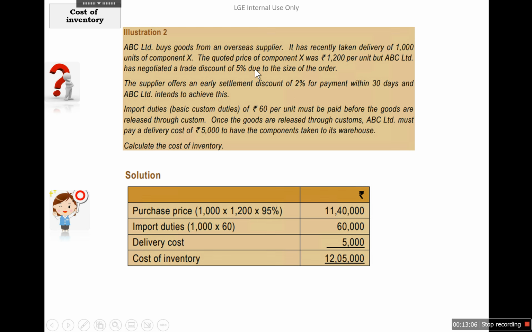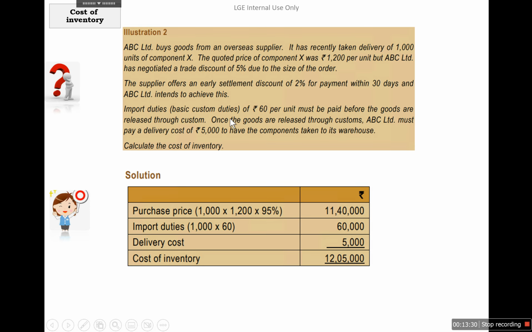So the 5% discount is in respect of the purchase, while this 2% discount is in the nature of a cash discount. Cash discount is in respect of the payment, not for the purpose of purchasing the inventory. So it is in the nature of finance. So we will not include this discount while calculating the value of the inventory.